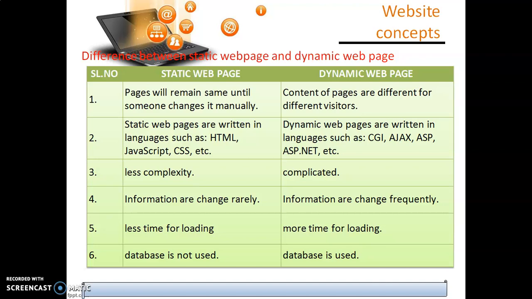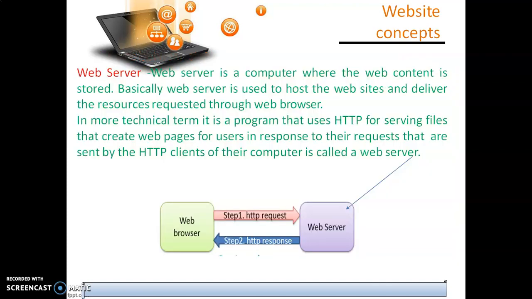So let me move on with the next topic, that is web server. Now, what is a web server? A web server is a computer where all your content resides. A web server is a computer where the web content is stored. If we talk about Google, the server of Google is called the web server because it contains all the data that we want to access. Basically, a web server is used to host websites and deliver the resources requested through the web browser.